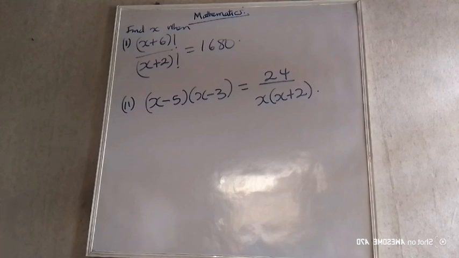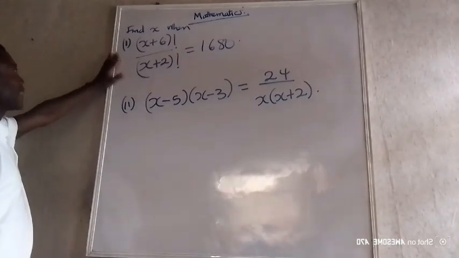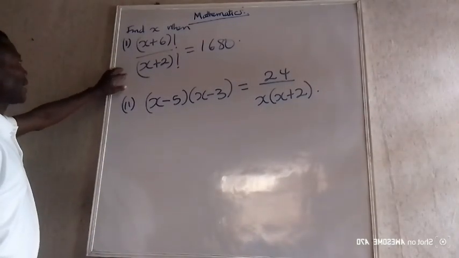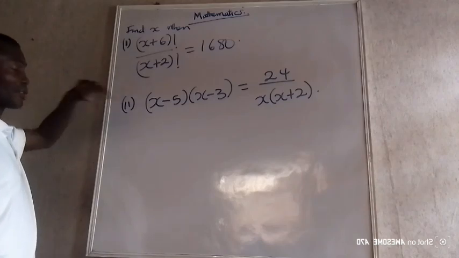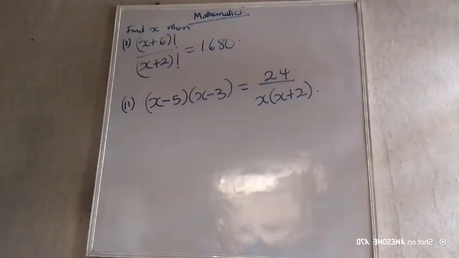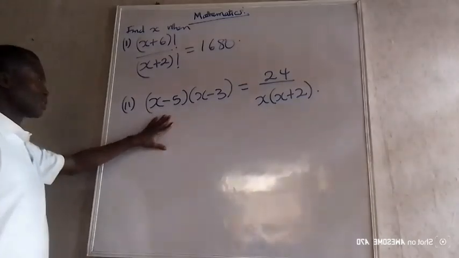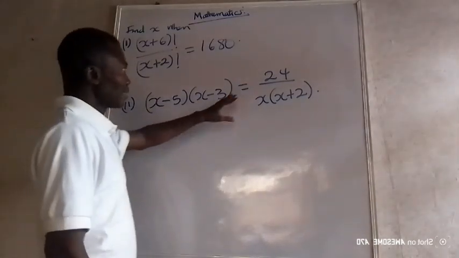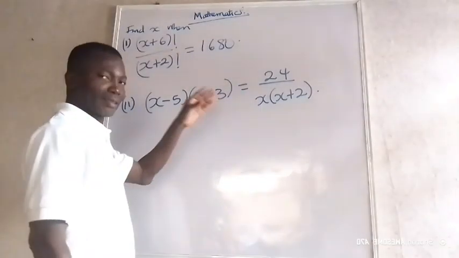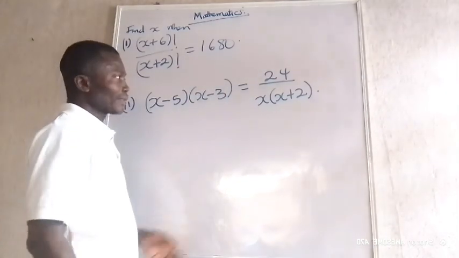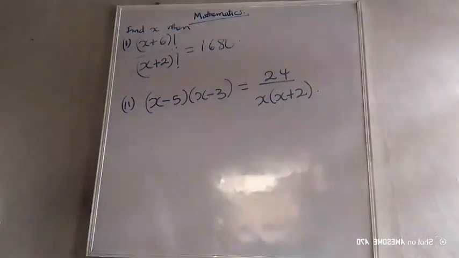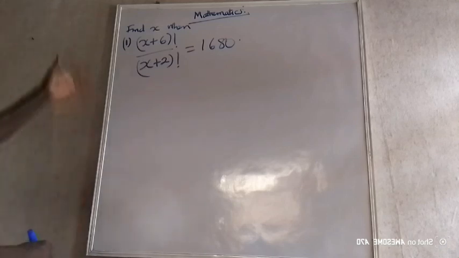Today, we are going to solve these two questions in mathematics. The first one says that we should find x when (x plus 6) factorial divided by (x plus 2) factorial is equal to 1680. And the second question says that we should find x when (x minus 5) multiplied by (x minus 3) is equal to 24 divided by x multiplied by (x plus 2). Now let's solve it. Let's start with this one.